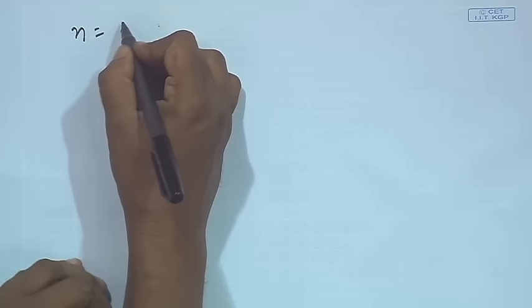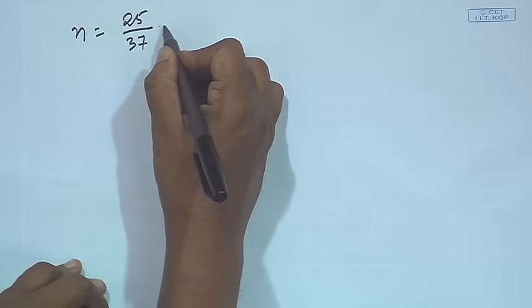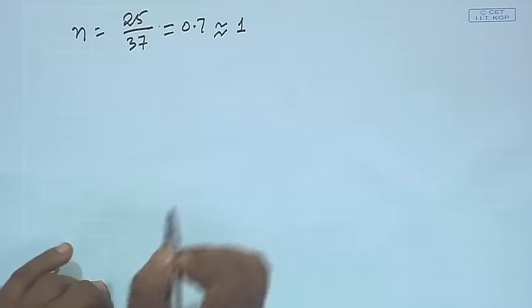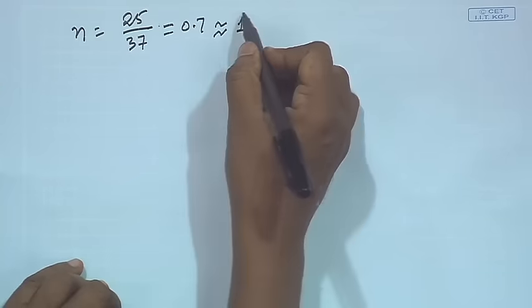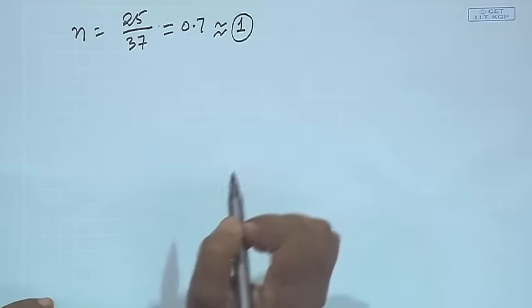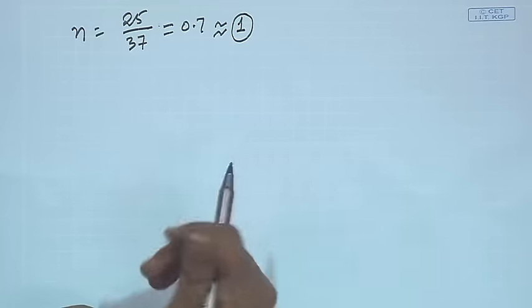So, number of bolts I can find out, that will be resultant force 25 and bolt value 37. So, that is becoming 0.7, that means here in this case also it is coming 1. That means, if we provide one bolt at each end, then that is sufficient, right. So, this is how the bolt connections are made.